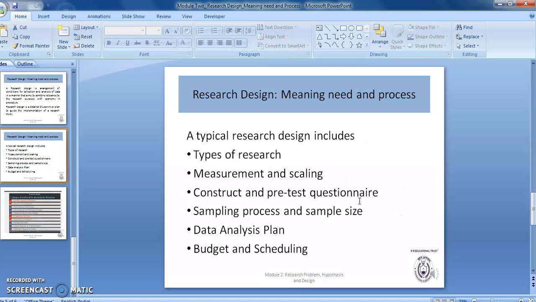So generally, what does the research design include? It includes the various types of research, which in the next video we will see in elaborate. Then measurement and scaling. Measurement and scaling comes into context when we are talking of collection of data. Data is very important. The more reliable the data, the better is your research. The more accurate or authentic your data, the more reliable is your research inference or the findings of the research.